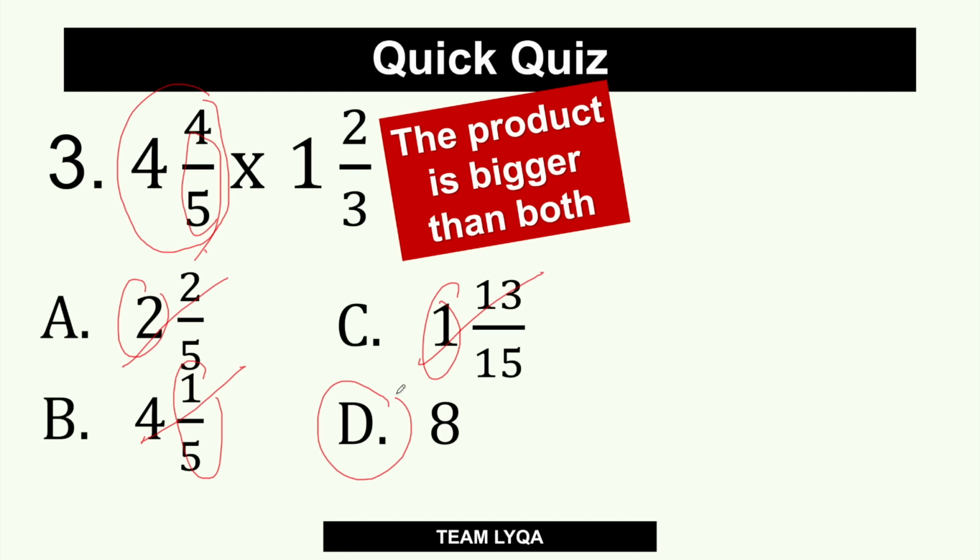Okay? Kung gusto natin gamitin yung traditional method, i-convert ko lang. So, 4 times 5 is 20 plus 4. That is 24 over 5 times 1 times 3 is 3 plus 2, 5 over 3. 24 times 5 is 120 over 15.